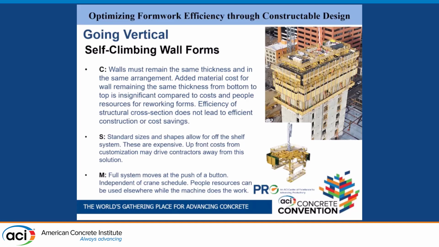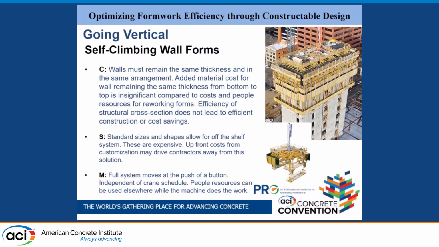So let's talk about vertical. Vertical is often something that gets left out when talking about productivity, at least from a formwork end of things. It's there. It has to get done, and so we just do it. But one of the things that can really help us is having a self-climbing type of system. What this does is allow the machines to lift everything for you. You don't do the work. The machines lift from one floor to the next. Great mechanization. But for this, the walls must remain the same thickness and in the same arrangement going up.